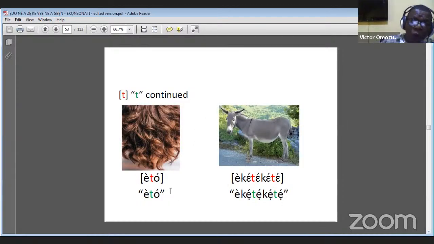Anyway, a toe, that is hair. The same T, the sound T. And then a kete, we saw it previously. The focus was on the P, but now the T, because K and T combine in successive syllables here.